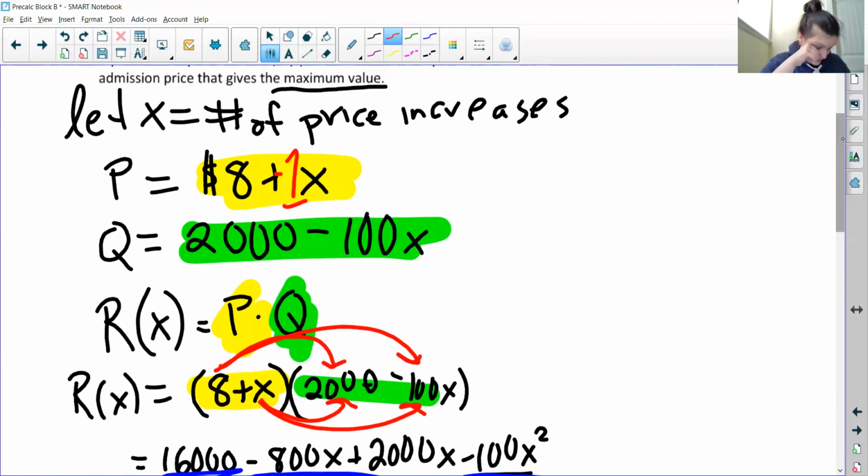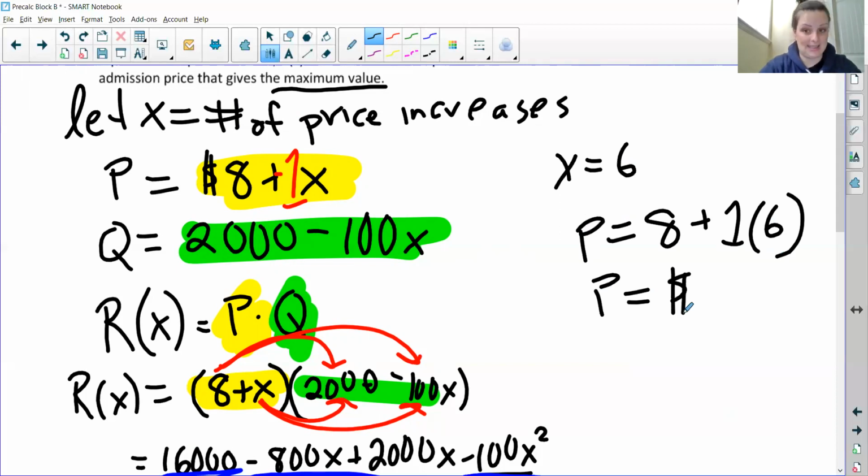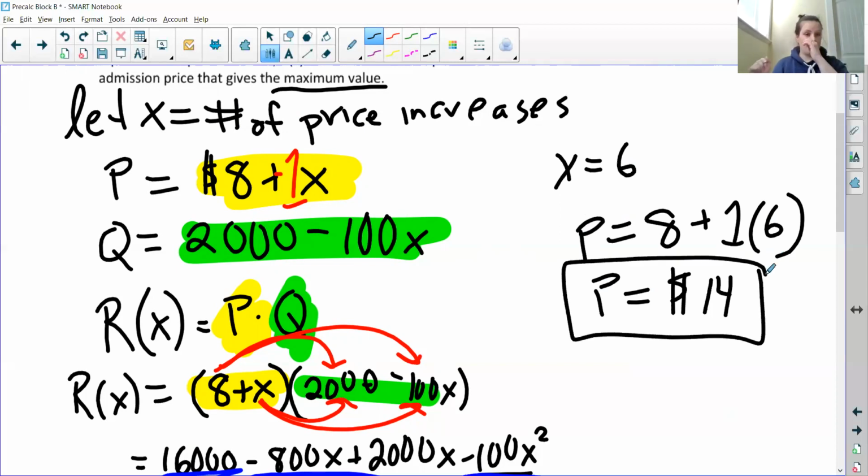Okay, it asks us what is the price. So x equals 6. This is the number of price increases. If the original price was 8, the final price would be 8 plus $1 for every price increase. That means the actual price that you're going to be charging is going to be 8 plus 6, which is $14. And that will allow you to have the maximum profit, because although you're losing people coming in, you're charging more, you're making more money for every person that comes in.